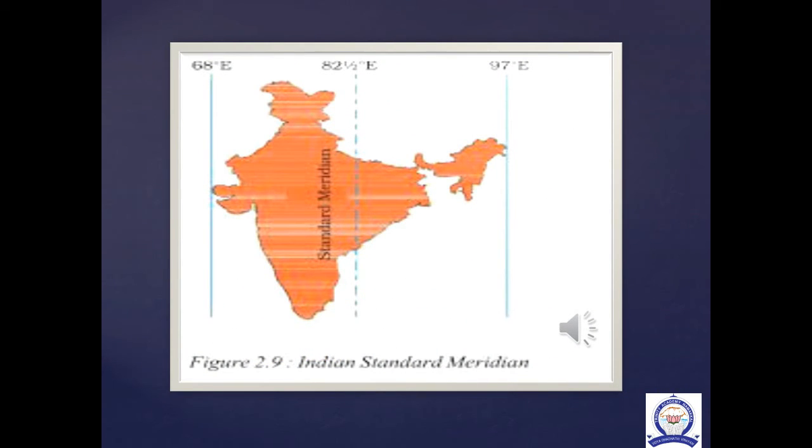Standard time. Local time is calculated when the sun is overhead at noon. Many lines of longitude may pass through a country. Countries may or may not observe a common time. The standard time of a country or a part of it is calculated keeping a particular meridian, called a standard one.